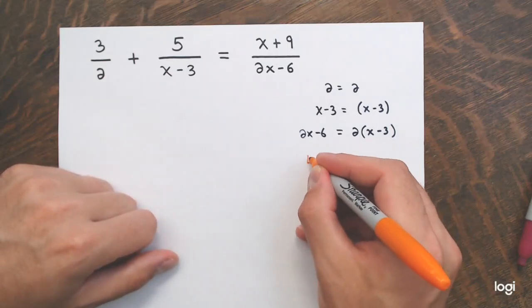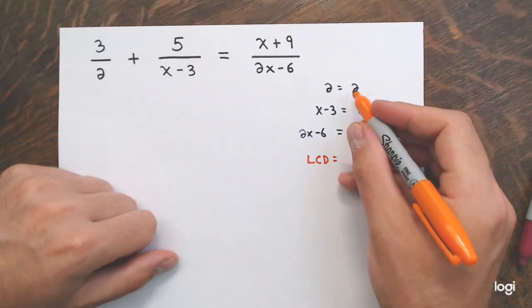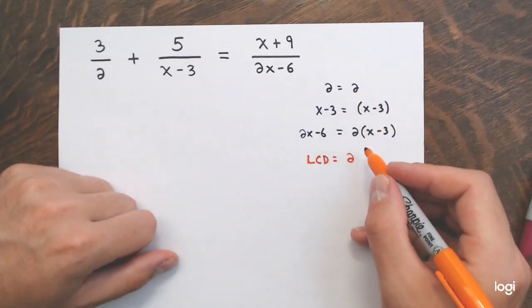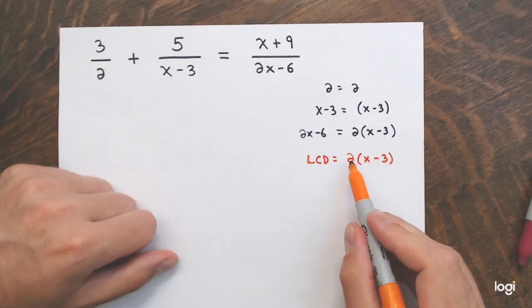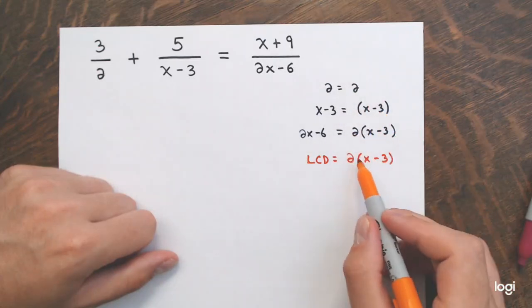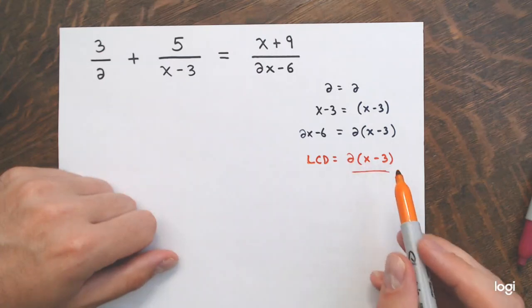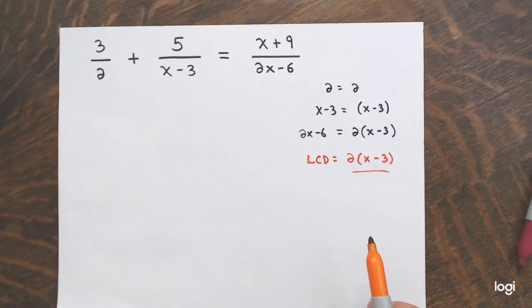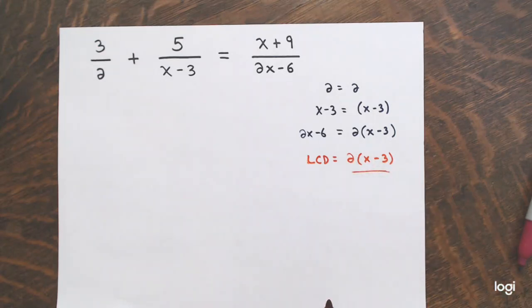So the LCD is going to have a factor, 2 to some power, and I'm seeing factors of x minus 3, so times x minus 3 to some power. And each of these, the maximum number of times they show up in any of these is once, so both of those are to the first power. So this is the LCD right here: 2 times the factor of x minus 3, or if you want to distribute, that's 2x minus 6.